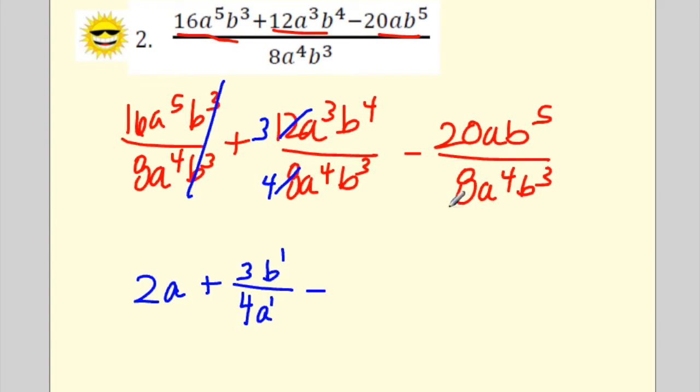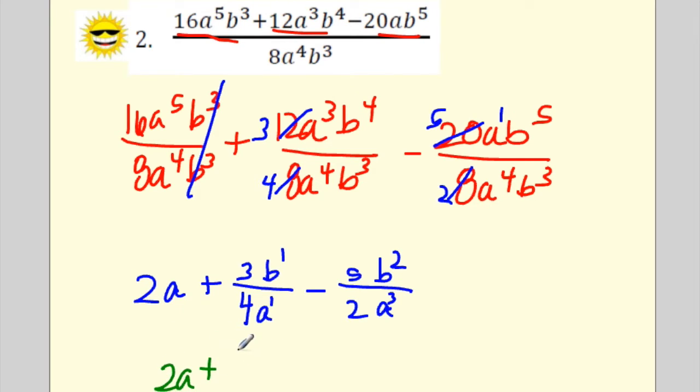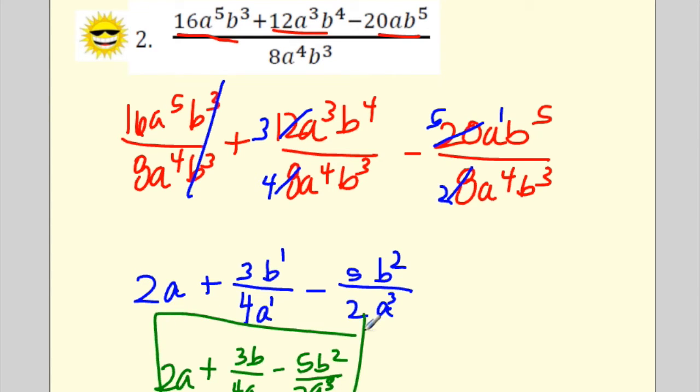Minus, now I look here, not evenly divisible, so what are they both divisible by? Both divisible by 4, so this gives us 5 over 2. My a, it's a to the 1st and a to the 4th. Bring the smaller to the larger and subtract, so 4 minus 1 is 3. And my b's, bring my smaller to my larger, so it's b to the 2nd. I'm just going to write this because we typically don't write to the 1st power, so it's going to be 2a plus 3b over 4a minus 5b squared over 2a to the 3rd. Okay, and that is our answer for number 2.